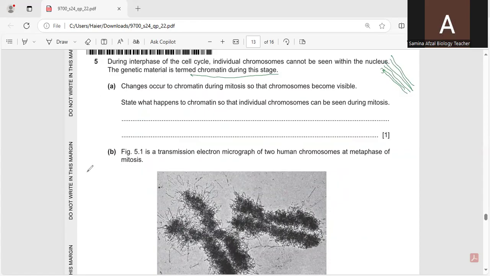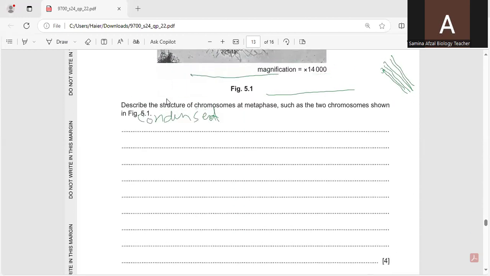So changes occur to chromatin during mitosis so that chromosomes become visible. They are condensed, and due to their condensation, they are visible. Otherwise, they are not visible. So state what happens to chromatin so that individual chromosomes can be seen during mitosis. You can say they are condensed, and when they are condensed, they are visible. They curl up, or you can say they condense, and when they are condensed, they are visible under the microscope.